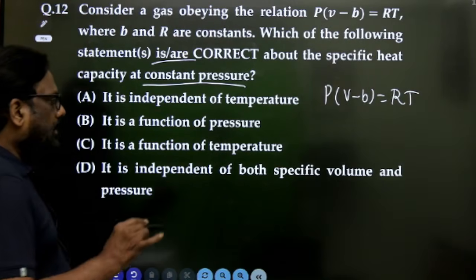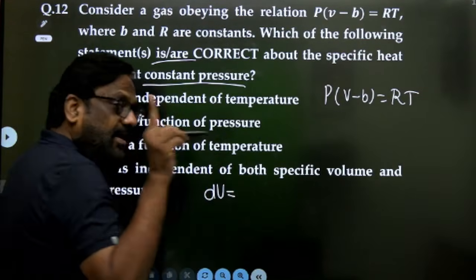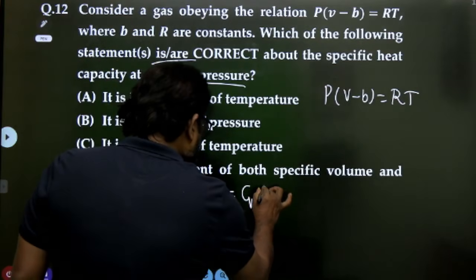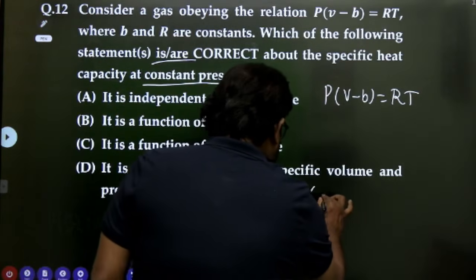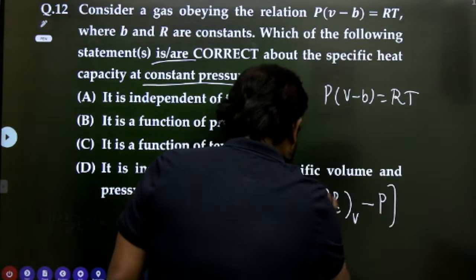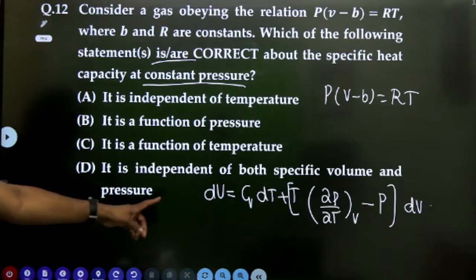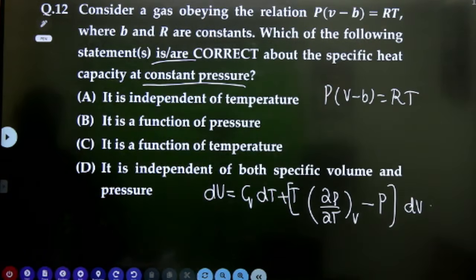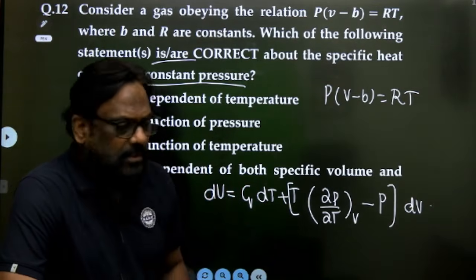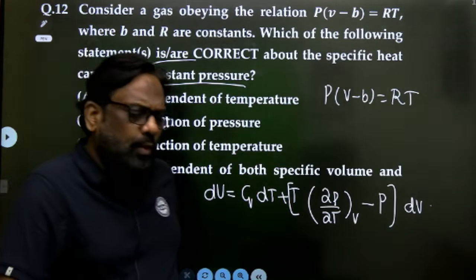एक सेकंड सुनो मेरे प्यारे दोस्तों, I think you know I have derived in class the internal energy change equation: du is equal to Cv dT plus T into dou P by dou T at constant V minus P into dV. यह मैं आपको दिया शायद, yes I have derived. तो ये लेके क्या करेंगे सर, एक सेकंड, let us calculate, ध्यान से सुनो.